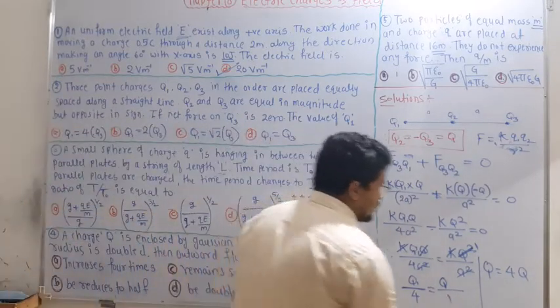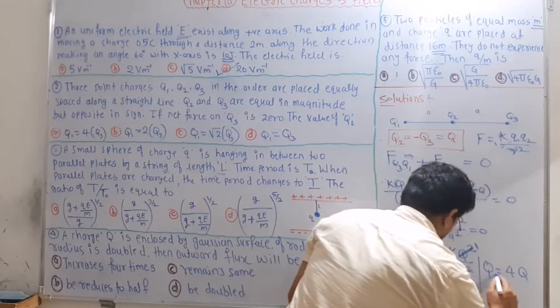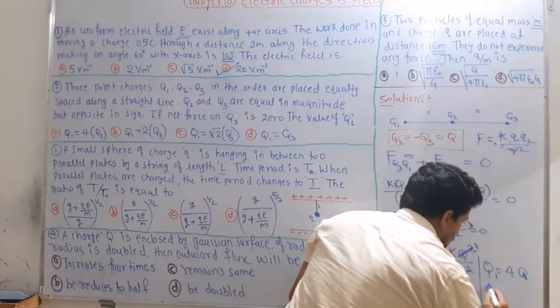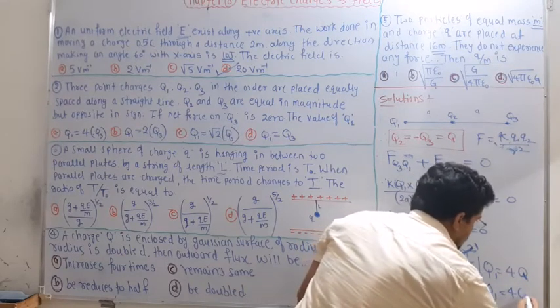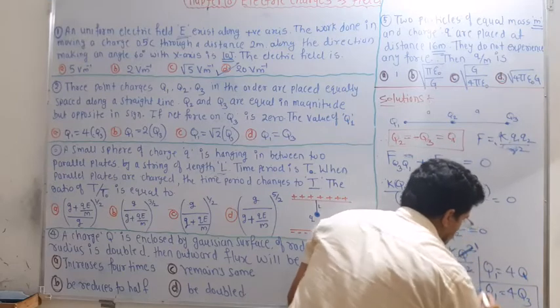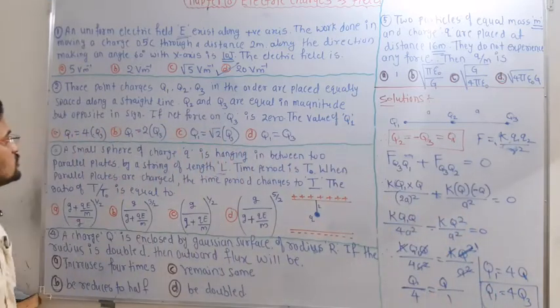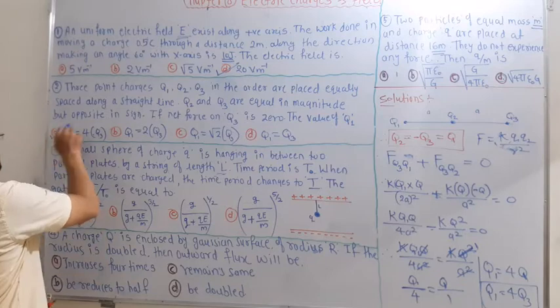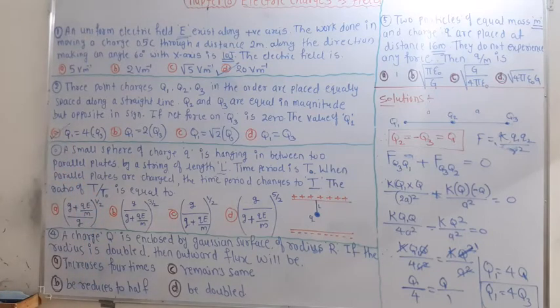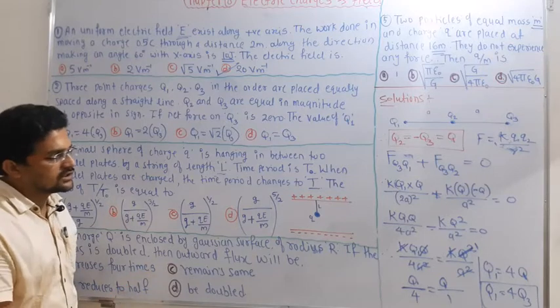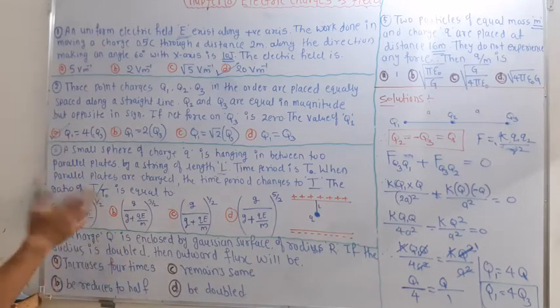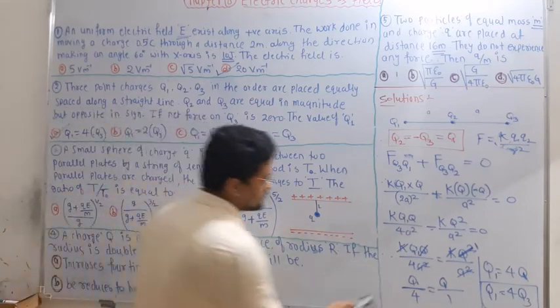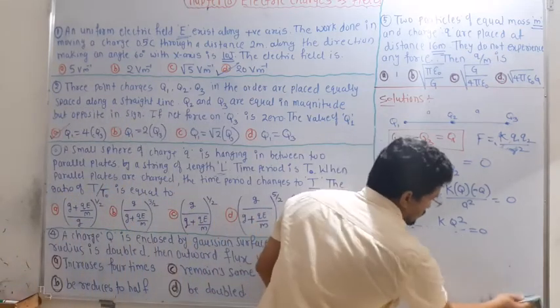So Q1 is equal to 4 times Q3. Which option is that? That is option A. Remember this one. Pause the video and see, and if you didn't understand, go back and watch it once again. You have to use Coulomb's equation itself. Next one.